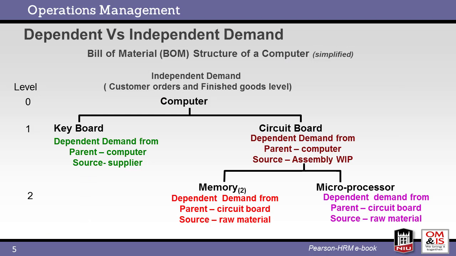Independent demand does not depend upon other items. For example, customer orders for finished goods are independent demand. Dependent demand occurs when the demand for one item depends upon the demand of another. This is the case for components and subassemblies. In this example, computers are independent demand, while the keyboard and circuit board are dependent demand, based upon the computer's independent demand. Similarly, the memory and microprocessor demand is dependent upon the circuit board demand.